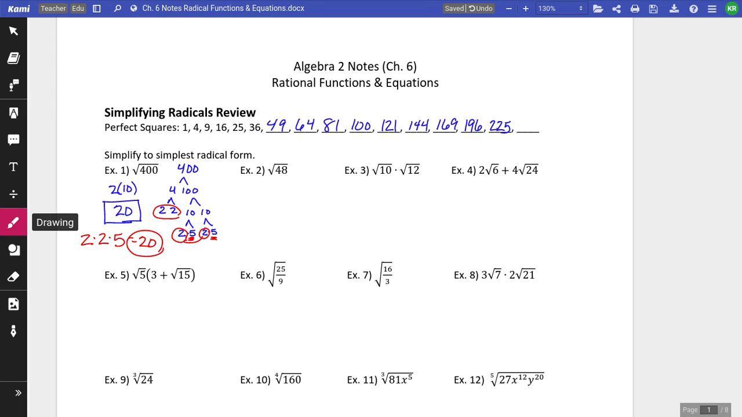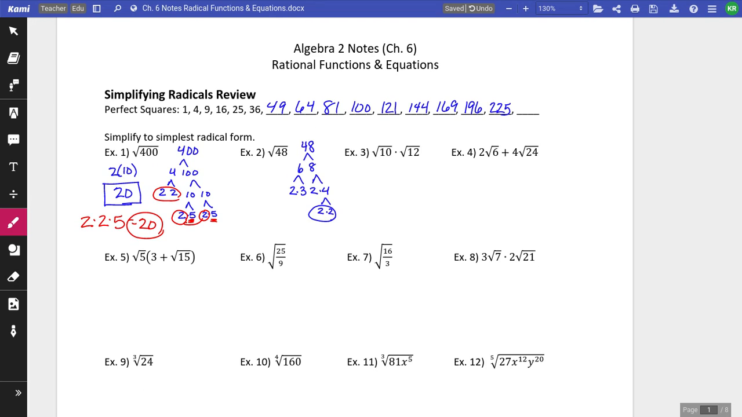Okay, so let's go to example number 2. 48 is not a perfect square. So factor tree, 48 is going to be 6 times 8. 6 is 2 and 3. 8 is 2 and 4. And then your 4 is 2 and 2. So again, you're finding groups of 2 things that match. So I have 2 groups of 2's. So a 2 would come out, another group of 2's comes out, but then that 3 does not have a partner. So it's going to stay under the radical, and then we would have 4 root 3.